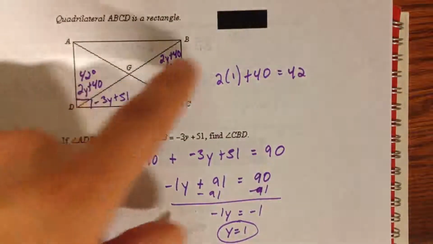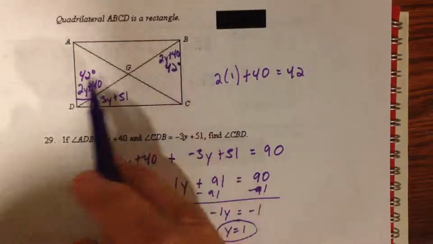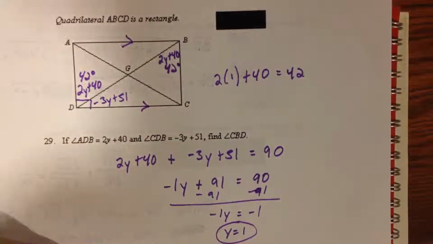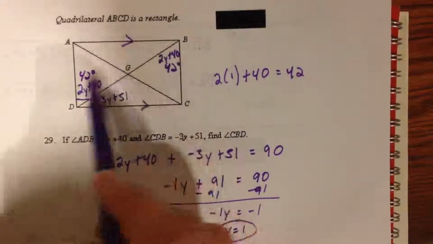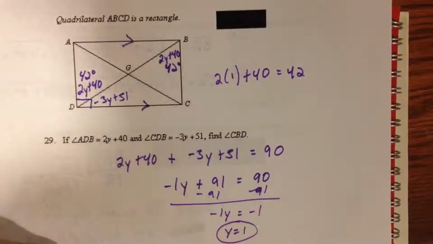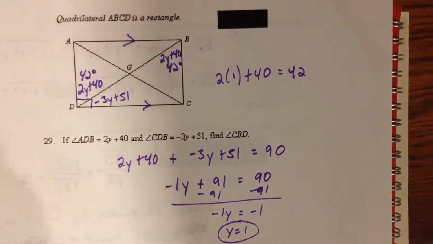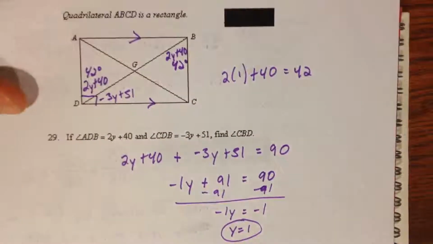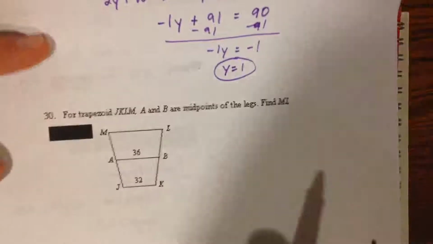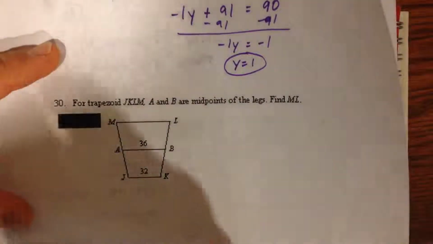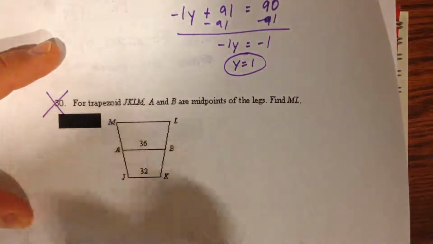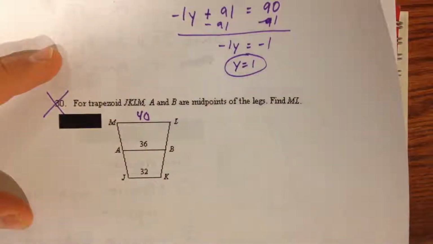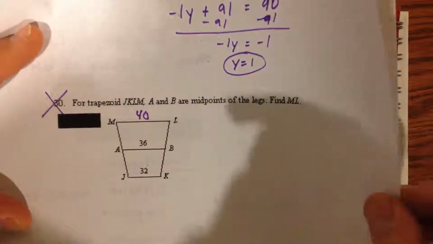The reason I know that these two, because these are opposite interiors, right, remember that these two sides are parallel. So I have alternate interior angles that are congruent. Okay. I don't want to skip too many questions, but number 30, we never did anything like this, so we're going to cross that out. The answer is 40, though. It's kind of intuitive that it would be 40.